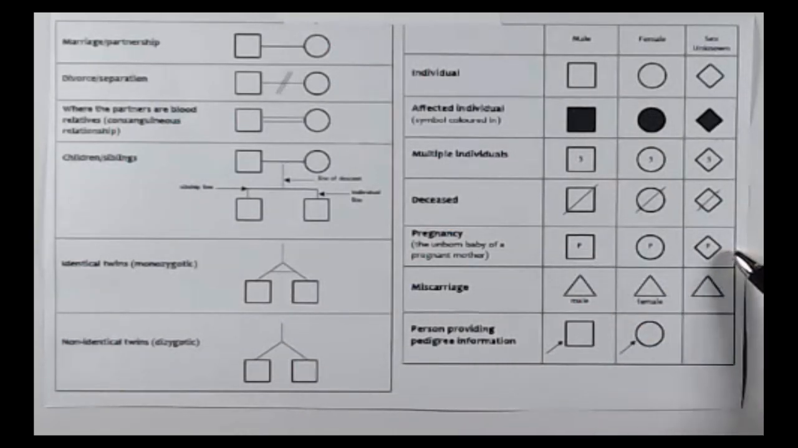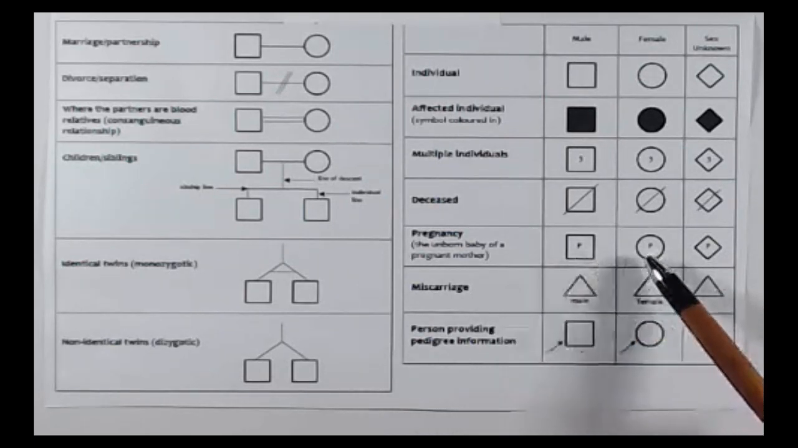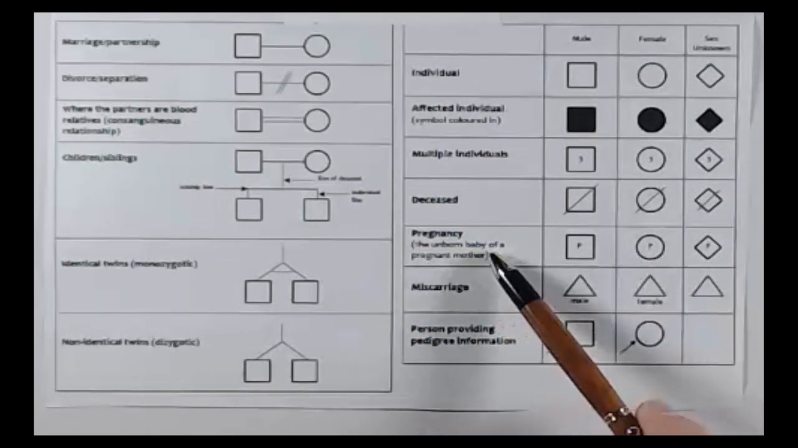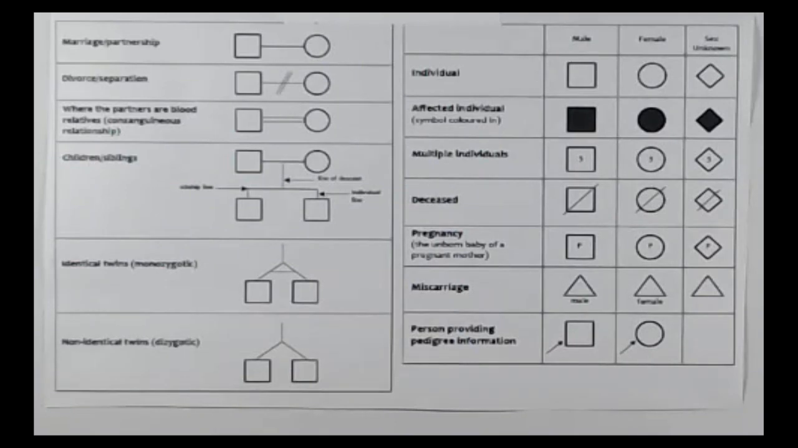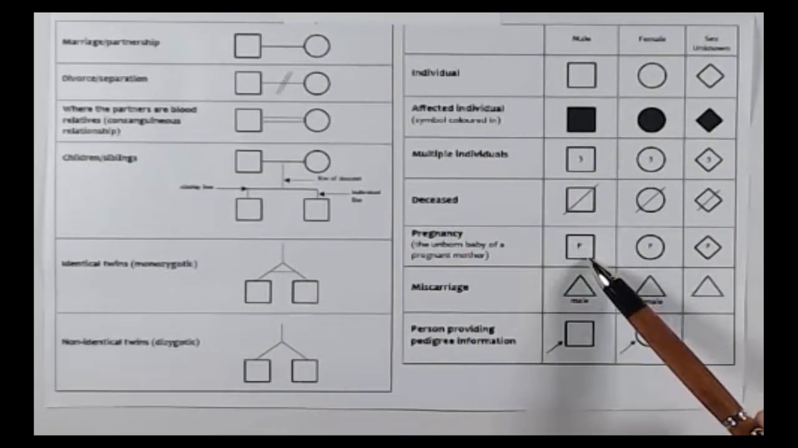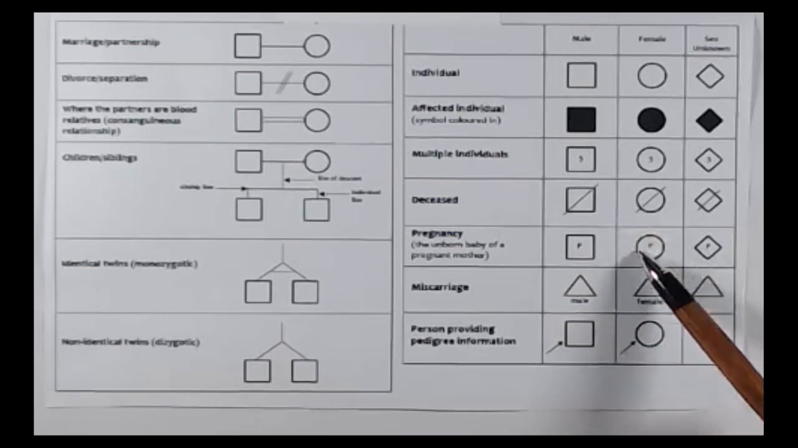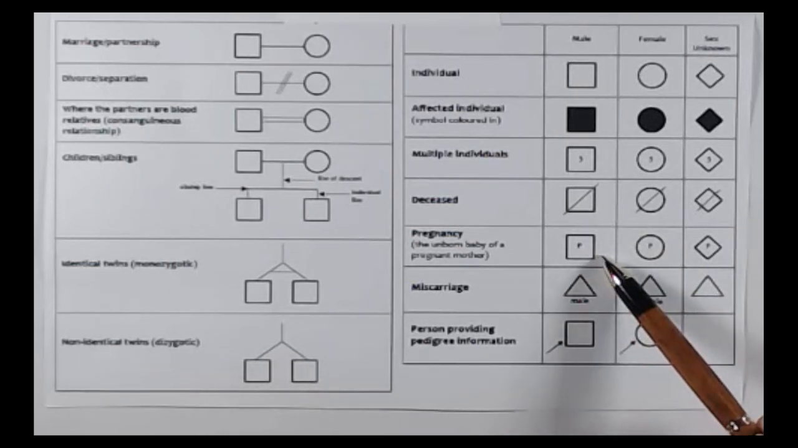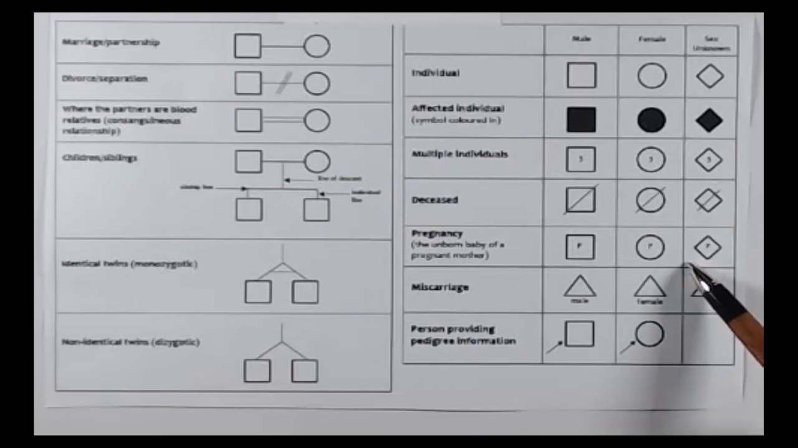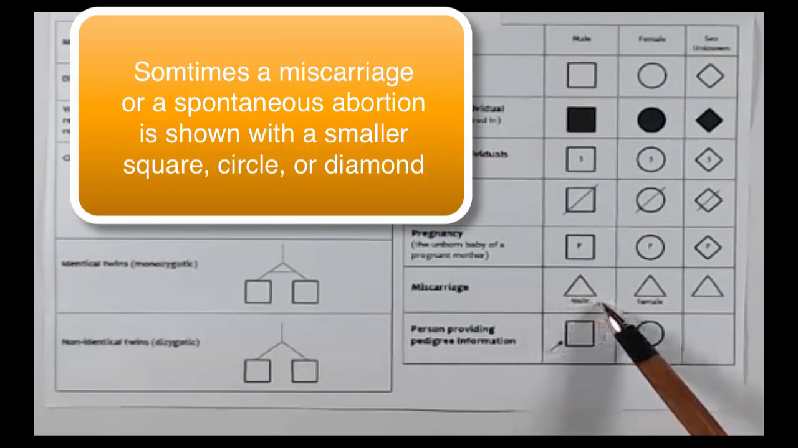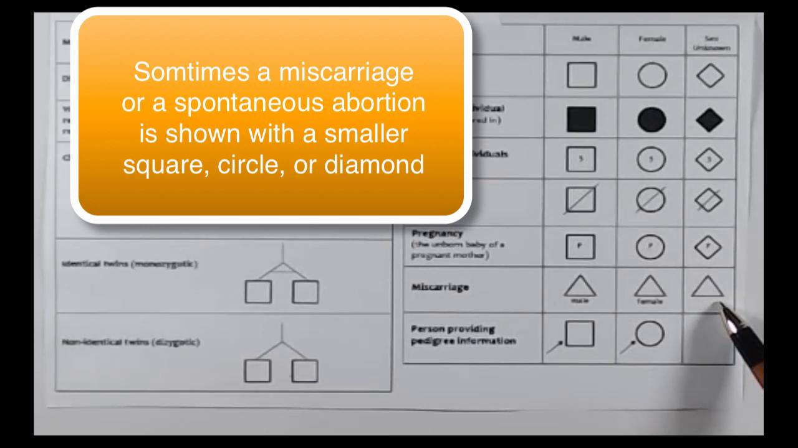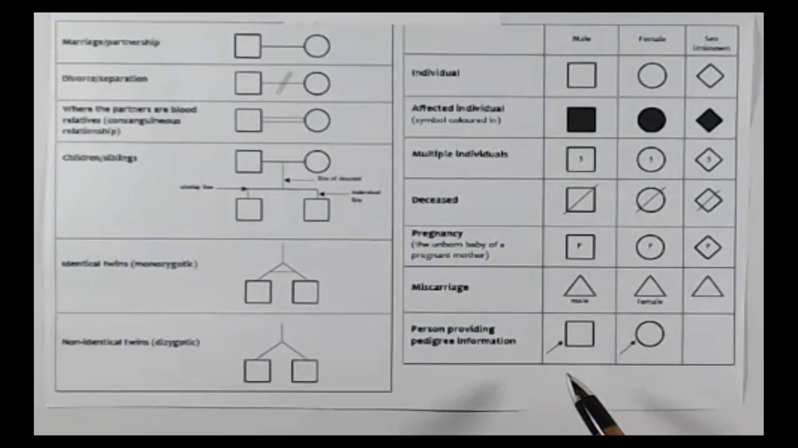I don't think we'll be seeing this in any of our pedigrees, but if you do see a P in a shape, that signifies the unborn baby of a pregnant mother. Typically, that means that the mother is pregnant, and if they know the sex of the baby, they will indicate it with a square or a circle in the pedigree, or they might just use a diamond if the sex of the baby is not known. A miscarriage is shown with a diamond, and then typically a pedigree will have one arrow on it like this.